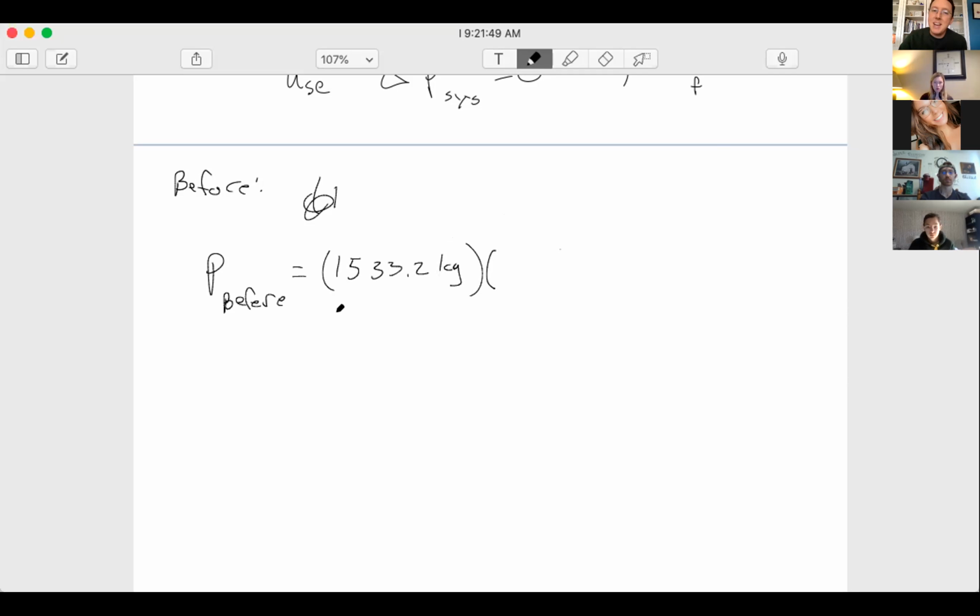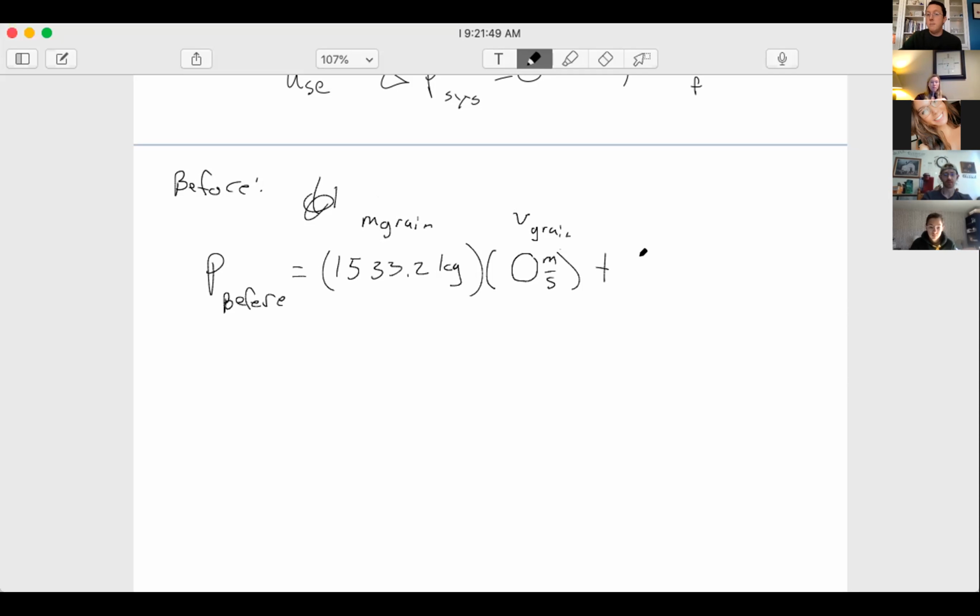That's the mass of the grain, and then I need to multiply by the velocity of the grain. Remember, it's falling straight down, but we only care about the x direction. So what is the initial velocity of the grain in the x direction? Well, if it's falling down, then the velocity in the x direction is 0. So this is the mass of grain times the velocity of grain before, the momentum coming from the grain in the x direction.